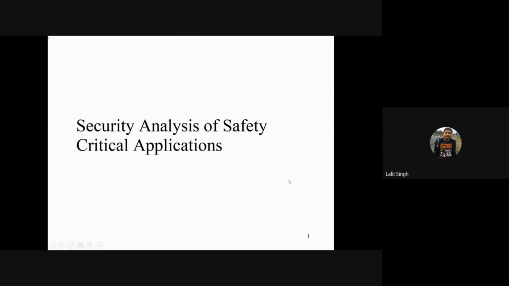I hope the slides are visible. So I'll be talking on security analysis of safety critical systems. First, I would like to emphasize the importance of this topic so that a motivation can be drawn. To start with, I would like to discuss safety critical systems. Safety critical systems are those systems, the failure of which can lead to catastrophic disasters, or even the loss of human life.